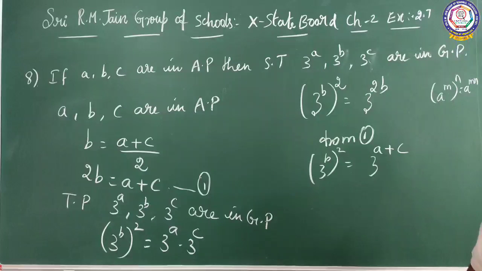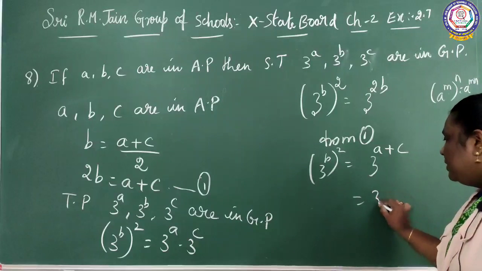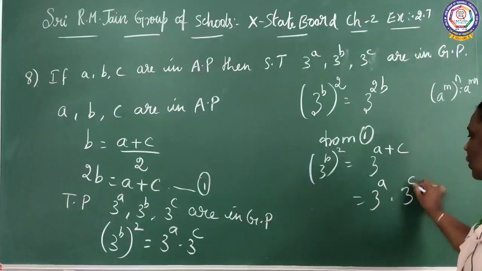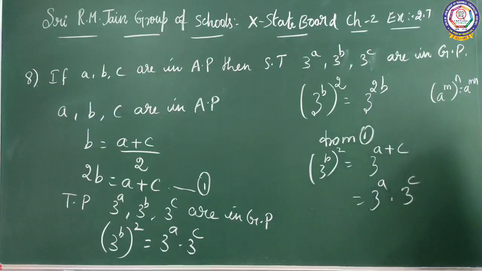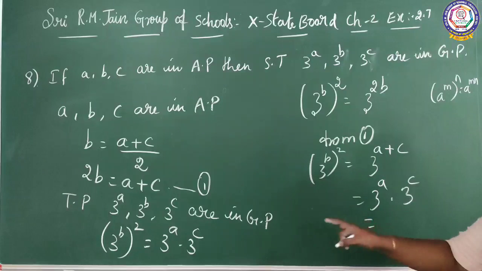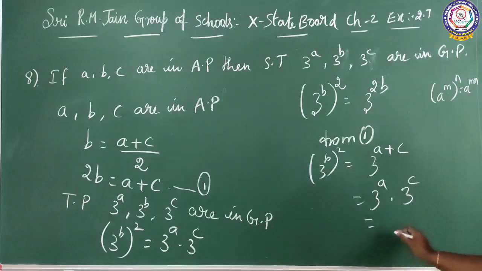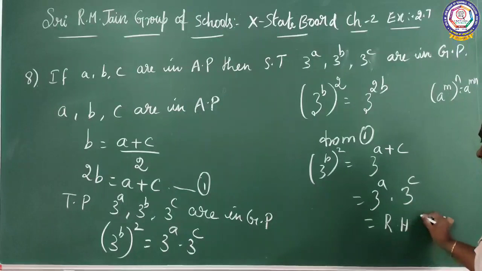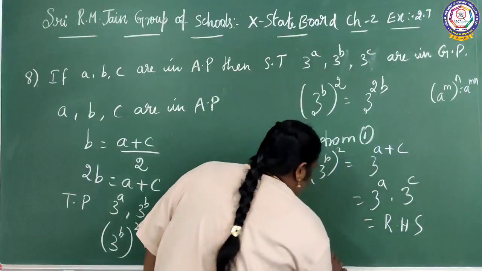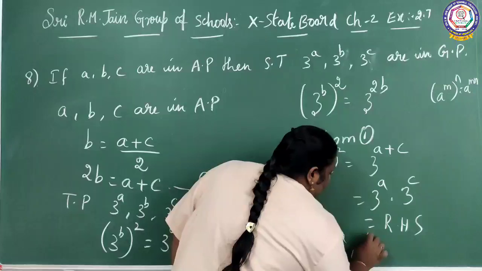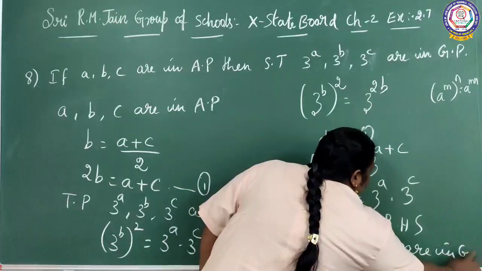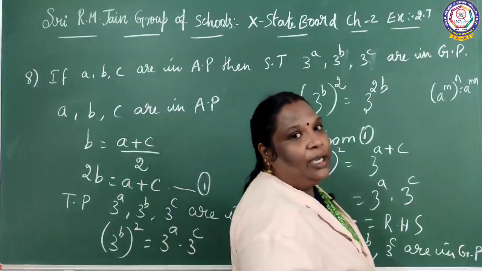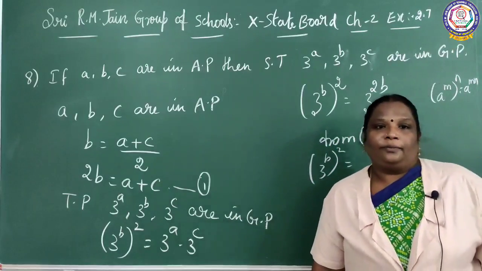So you can split the term 3 power a plus c into 3 power a into 3 power c, because if the bases are the same you can add the powers. It is nothing but the right hand side. Therefore 3 power a, 3 power b, 3 power c are in GP. Is it clear, dear?